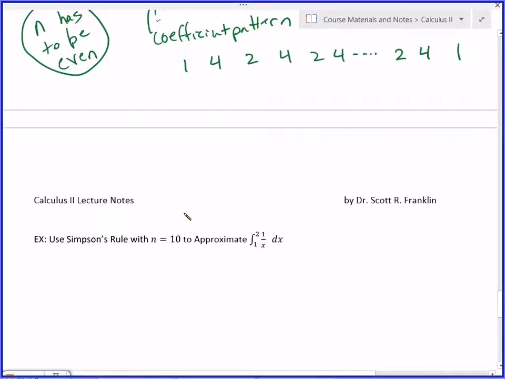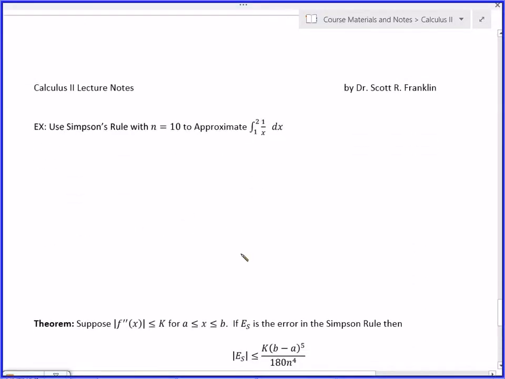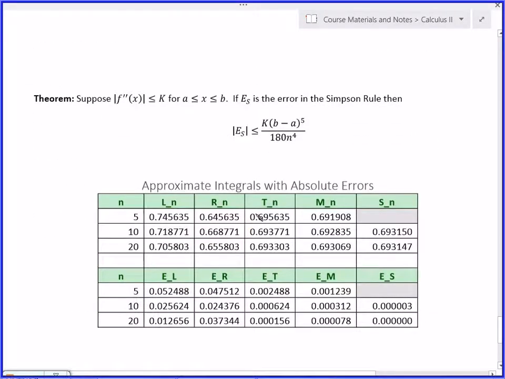Okay? I'm out of time, so I'm going to stop there, but I'll post the notes for this. Last thing I want to show you is this table on the final page. Look at that table. If I actually did calculate, and the example I'm doing is 10, I got 693,150. Look at the error. It's very fast to converge to the actual area.